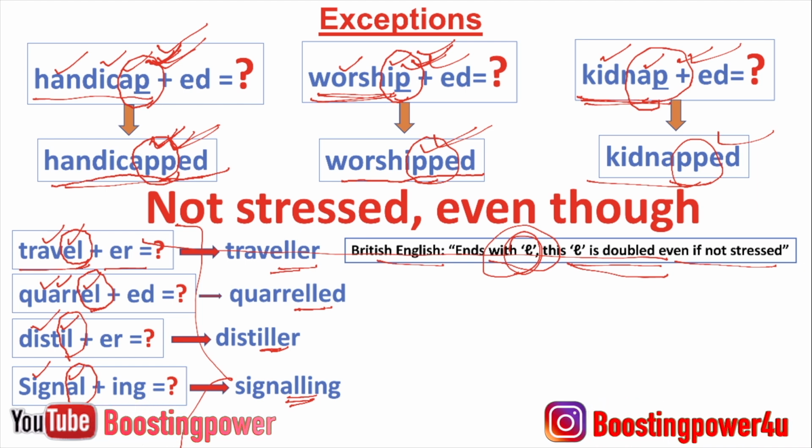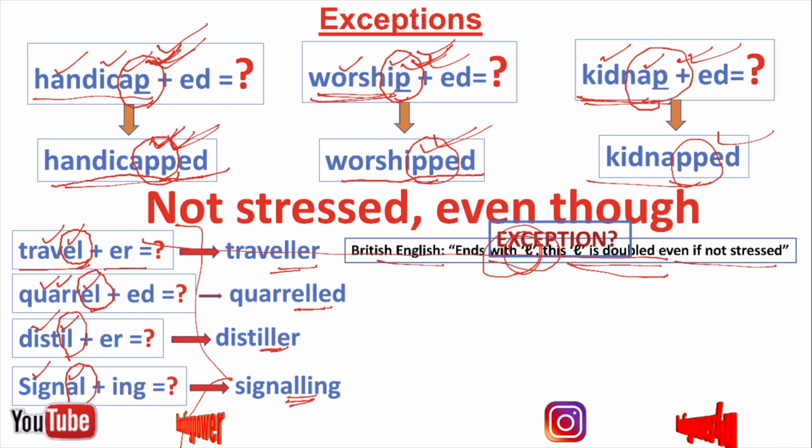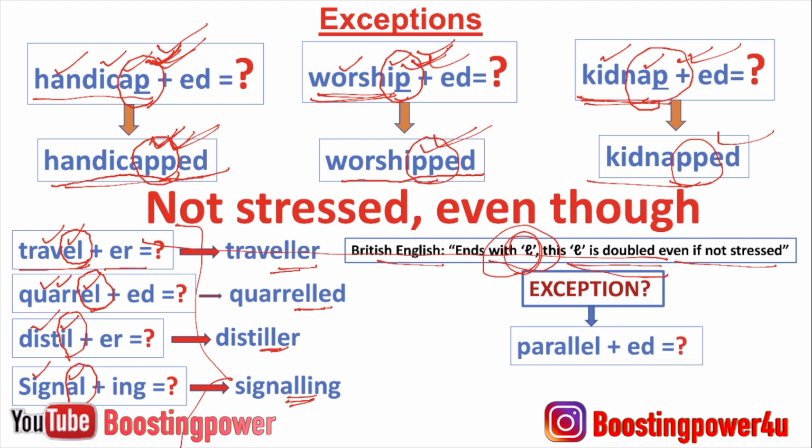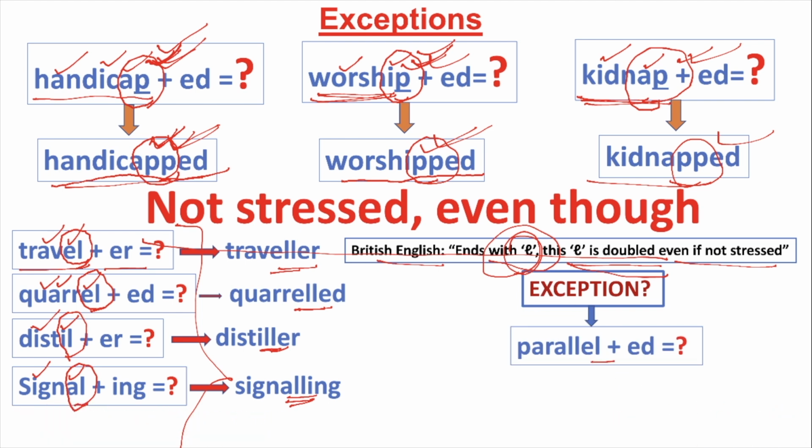But there is an exception in this case also. And what is that exception? Let's understand that exception. That is parallel. In the case of this word, L is not stressed. This word ends with L, even though this letter is not doubled. If you remember this spelling rule and these exceptions, I'm sure you will not make any mistake in the spellings.